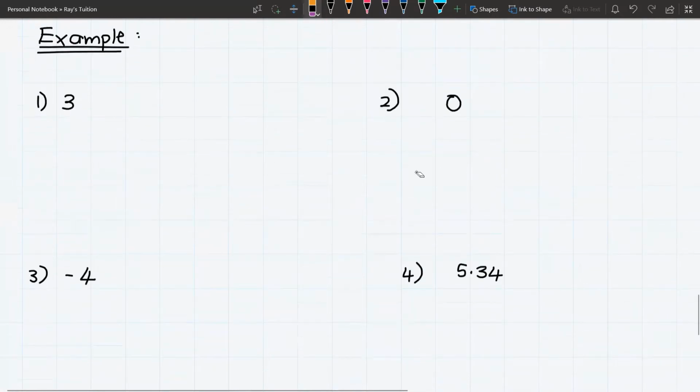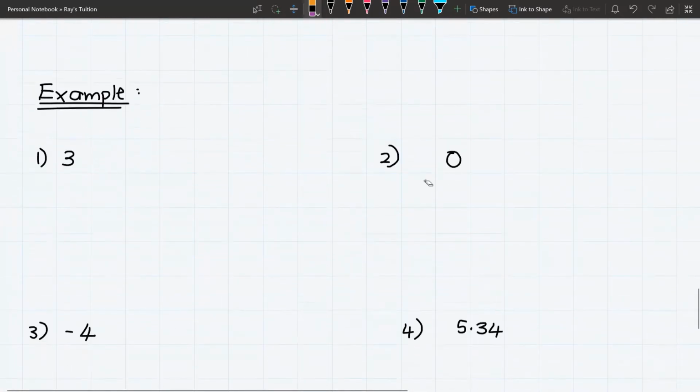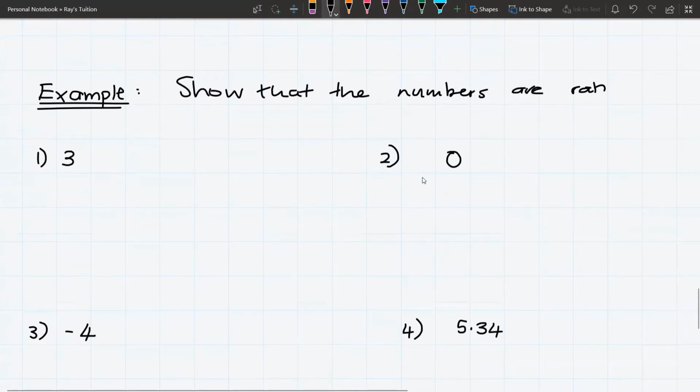So over here, we want to show that these numbers are rational, or prove or disprove whether they're rational or not.